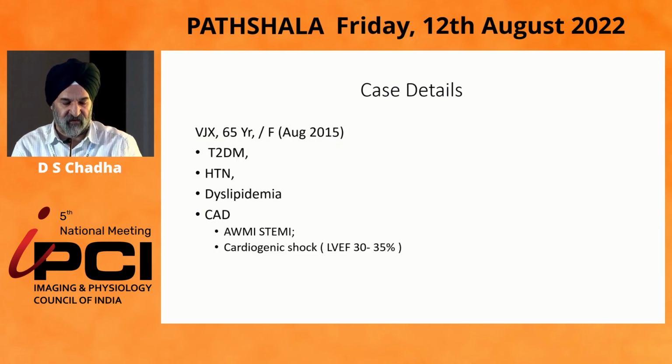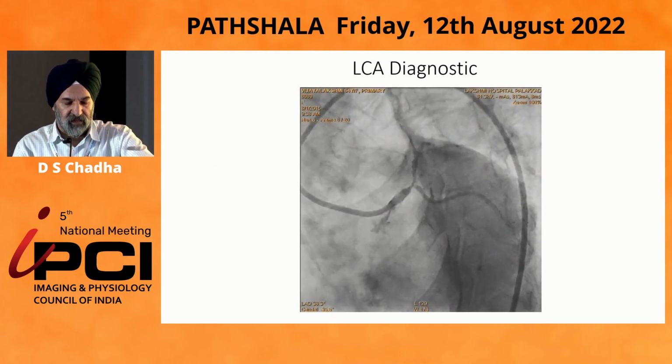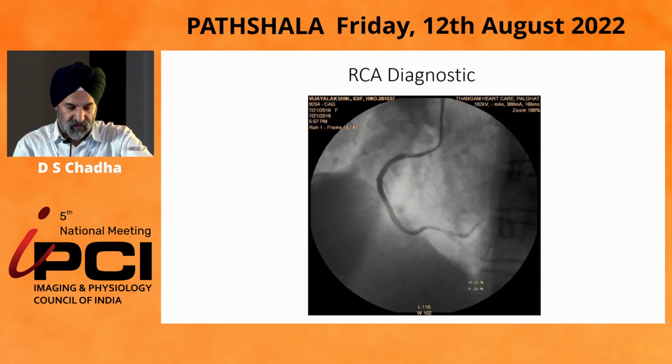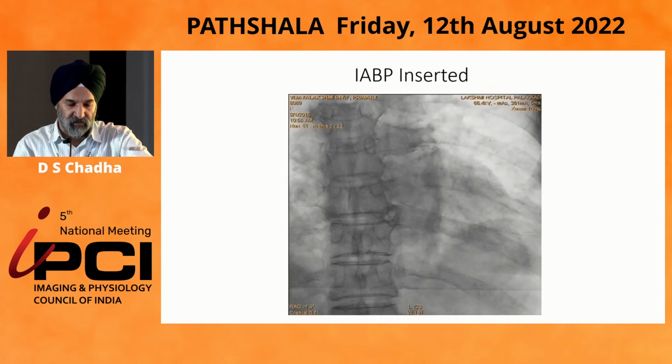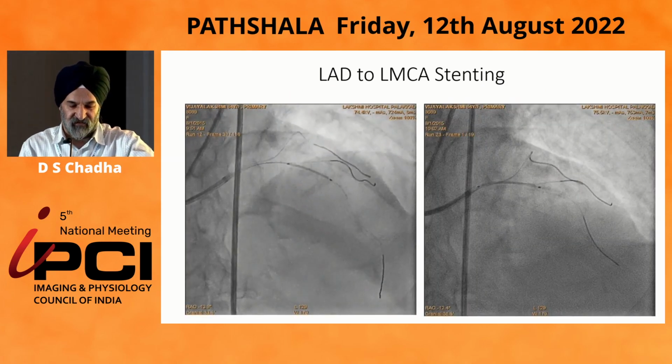The first case is a 65-year-old female, diabetic, hypertensive with dyslipidemia, who had anterior wall STEMI. She came with cardiogenic shock with EF which was very low. She definitely had distal left main occlusion involving the ostia of the circumflex and the LAD. The RCA was absolutely fine. Since the patient was in cardiogenic shock, we put a balloon pump. This case was done in 2015, I think.